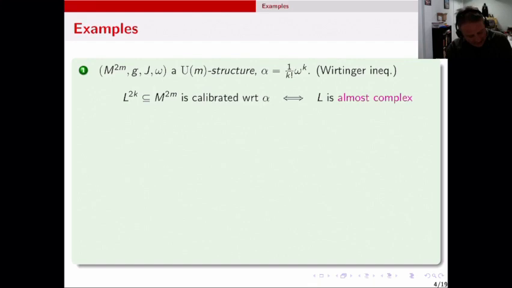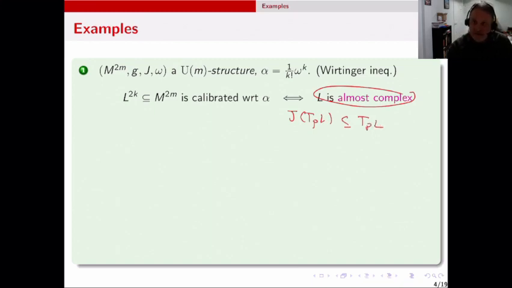What's another way of saying what this means? It means that J of the tangent spaces of L are contained in the tangent spaces of L. The tangent spaces of L are invariant under J.